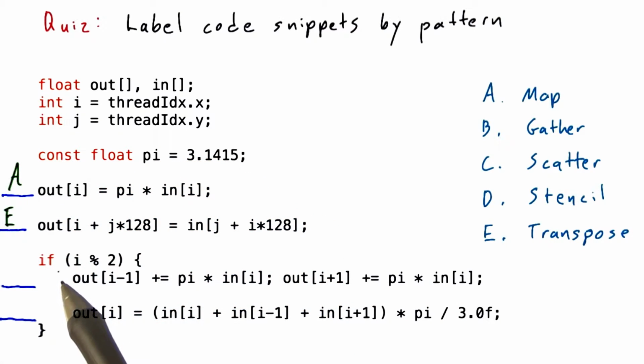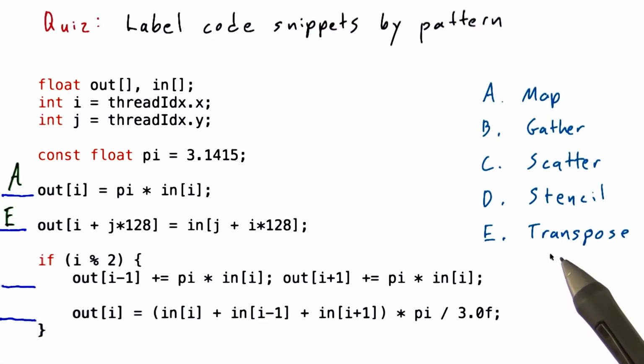Now this next code, as I said, I put a guard around, right? Only the odd numbered threads are going to execute this. So that rules out a map, it's not one-to-one. And that also rules out a transpose operation, which is also one-to-one. And you couldn't really call it a stencil operation either, because a stencil operation should generate a result for every element in the output array. And this doesn't do that.